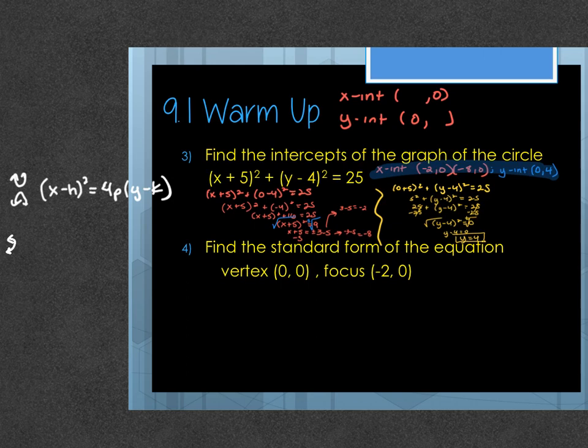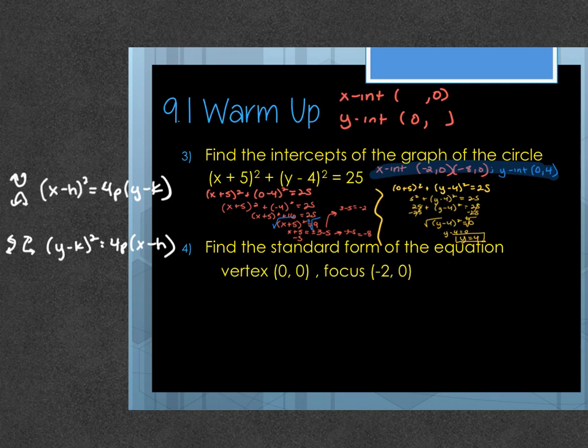If it opens left or right, then it's a y. y minus k squared equals 4p times x minus h. So the h always goes with the x, the y always goes with the k. And if it's positive, it points right, and if it's negative, it points left.